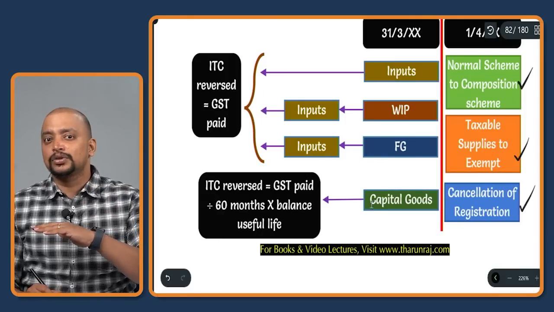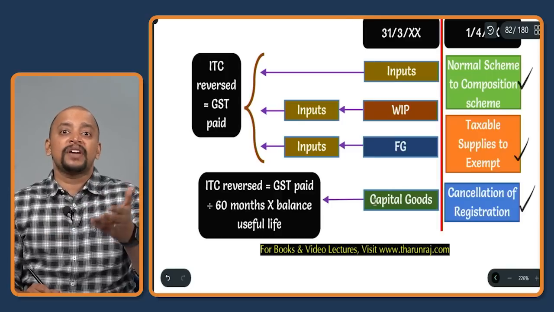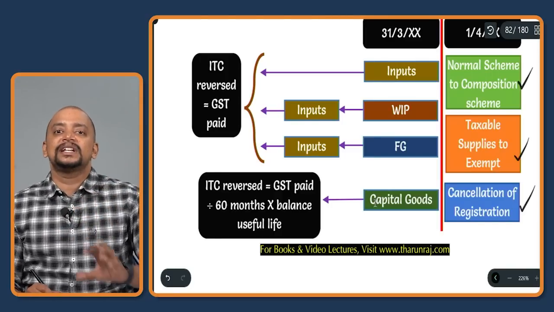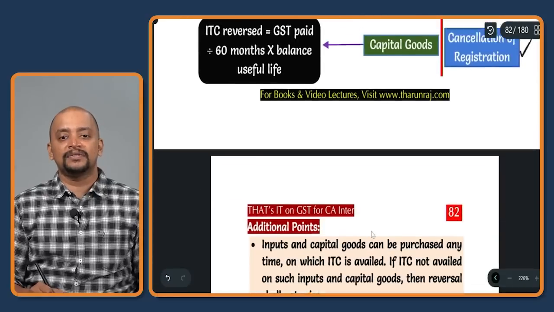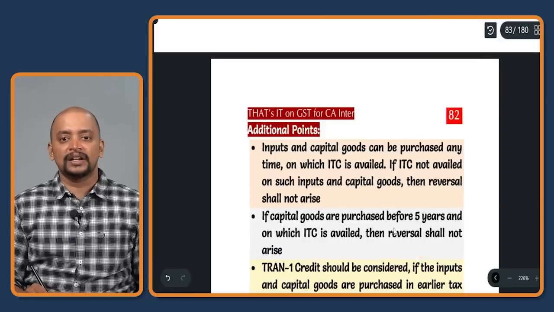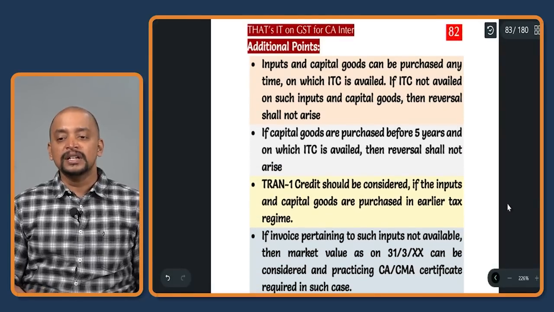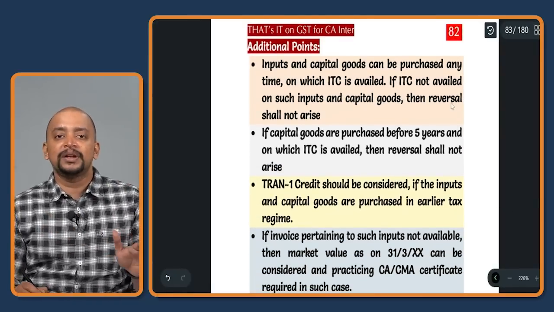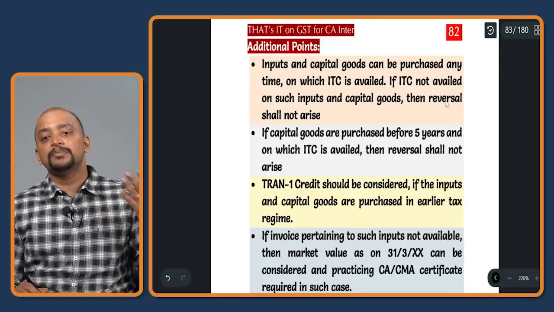While availing the ITC on closing stock, we will be reducing 5% for every quarter or part thereof. While reversing, it is total ITC divided by 60 months into balance useful life. This is the way in which we need to do the reversal. Now some special points related to this. Inputs and capital goods can be purchased anytime. So there is no time limit that they should have been purchased within a certain time.